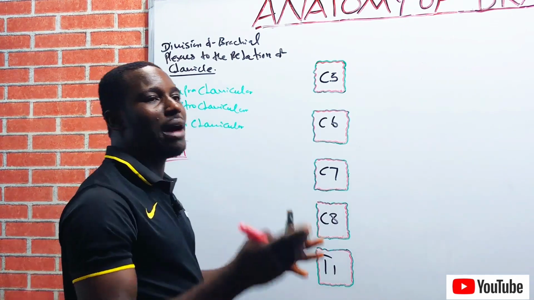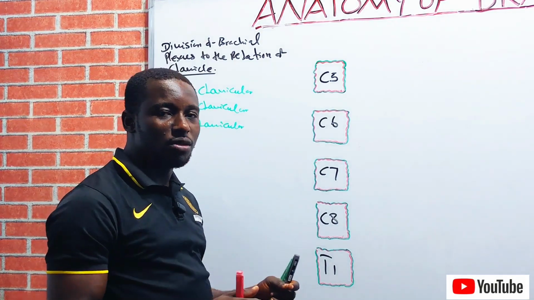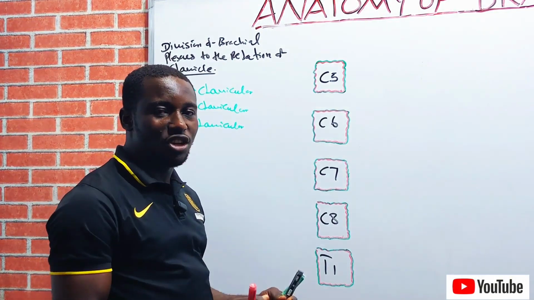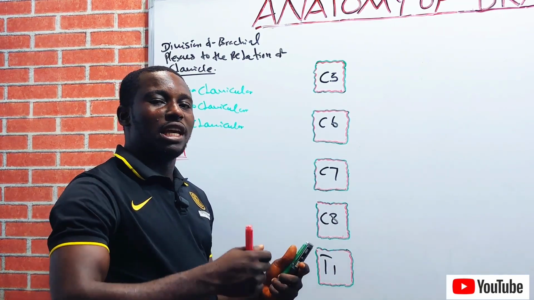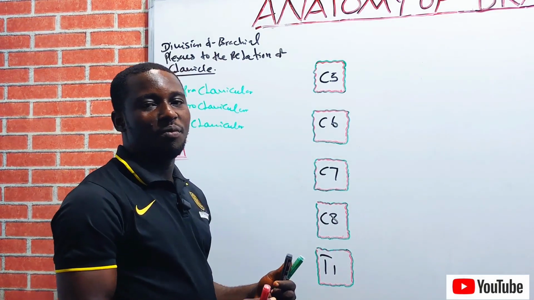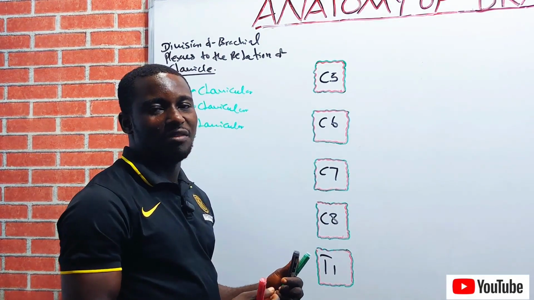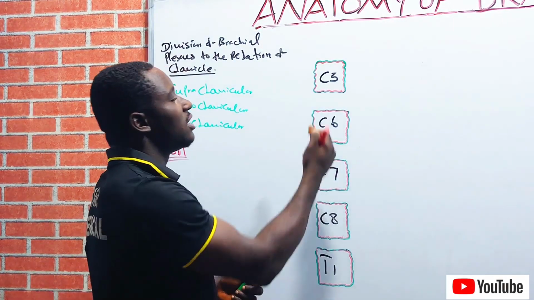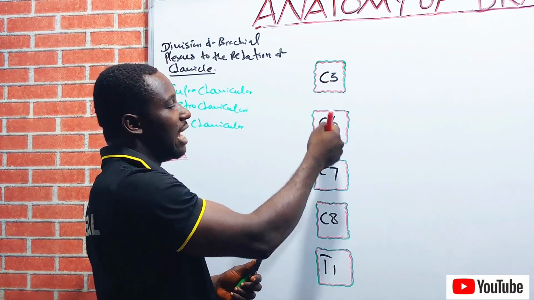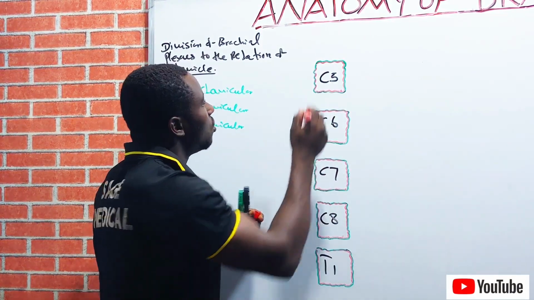What is all about the root of the brachial plexus? The root of the brachial plexus is formed by the anterior or ventral primary rami of the cervical spinal nerves, particularly the lower four cervical spinal nerves and the first thoracic spinal nerve. So you could deduce that it is the lower four cervical spinal nerves and the first thoracic nerve that form the root of the brachial plexus. So here are the roots.